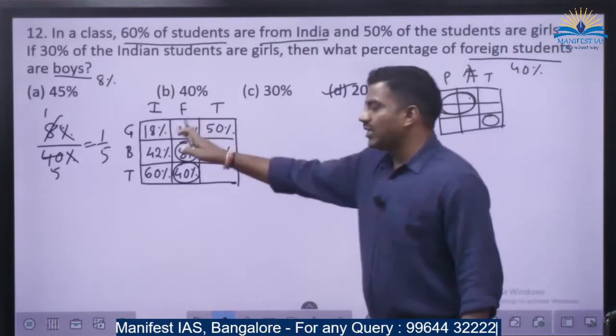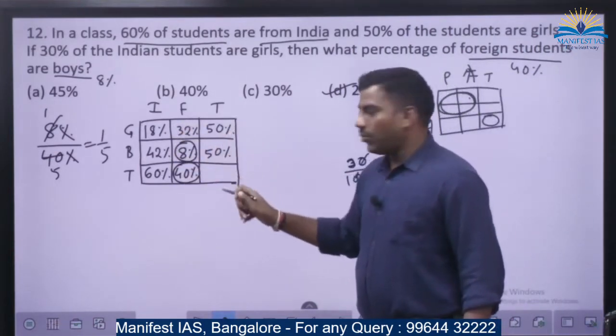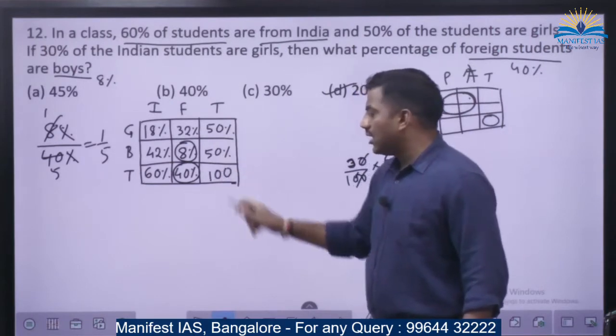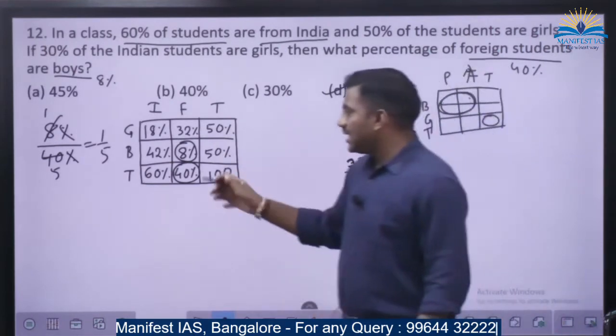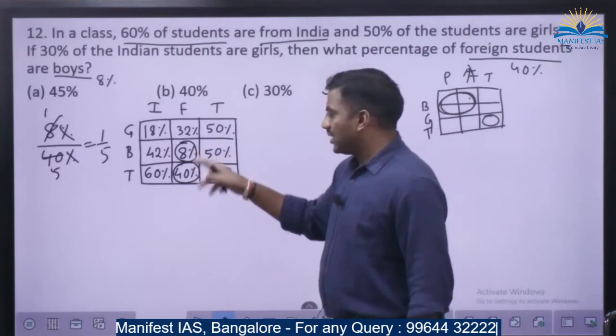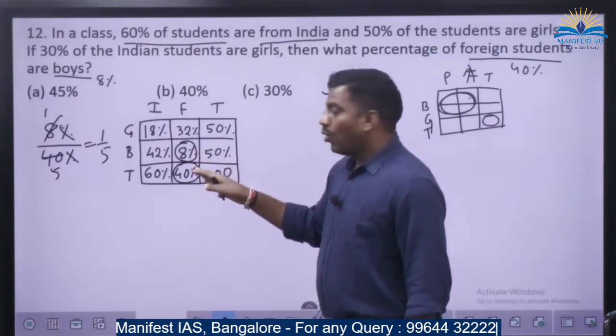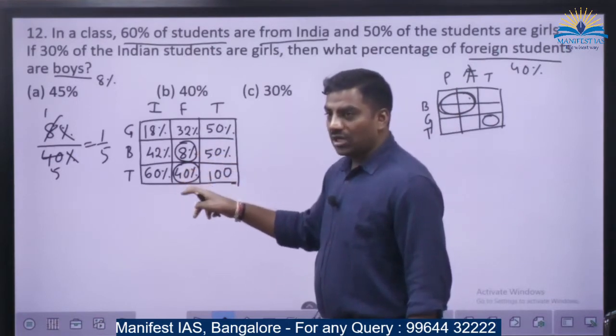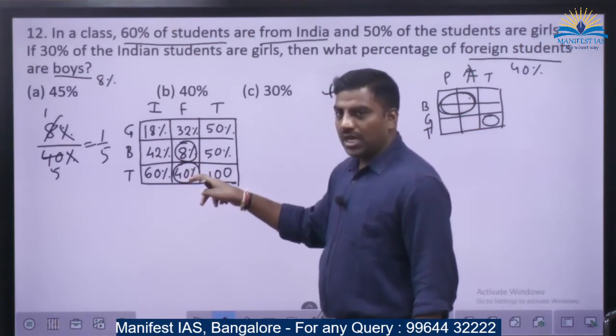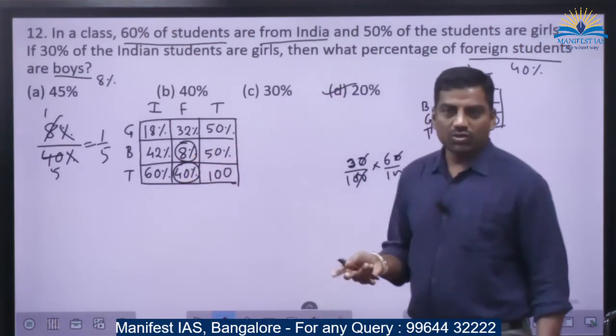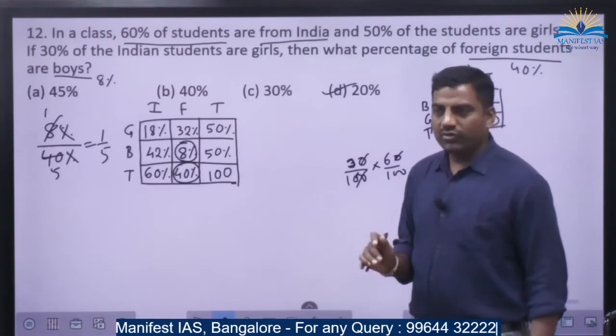Otherwise, you cancel all these percentages. Don't worry about these percentages. Take the sum as 100. At that time, you will get to know, without percentages, what percentage of the total foreigner students are boys. 8 out of 40. That is 20%.